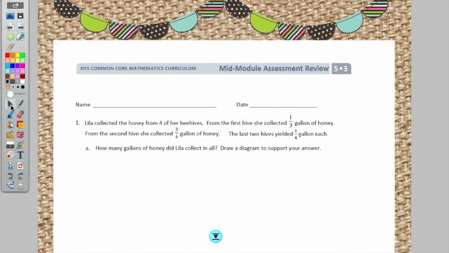All right, boys and girls, let's read the first problem. Wonder why that is.